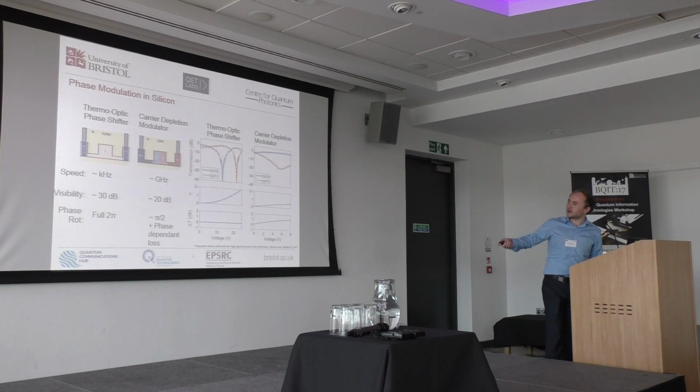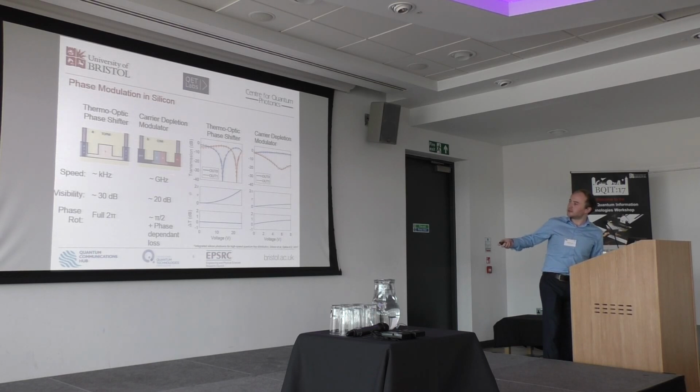These work at kilohertz speeds, but they're very nice. You get very good extinction. Certainly if you put in a Mach-Zehnder, you can get about 30 dB worth of extinction. And you can easily do a full 2 pi worth of phase just by increasing the voltage. The phase goes quadratic-ish in voltage, and that is this plot here, where you can see these nice deep dips. However, they're slow, because of course it depends on the change in temperature.